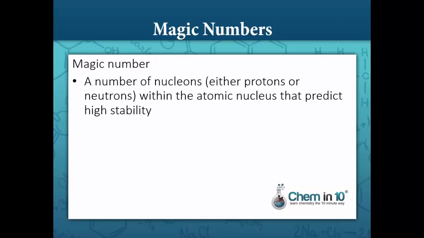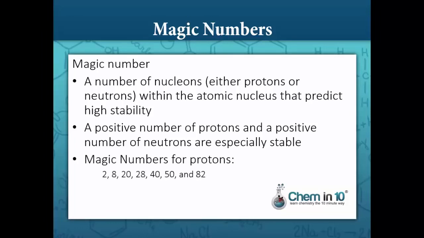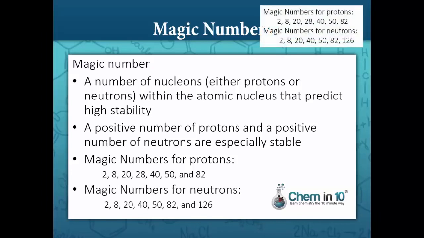When considering magic numbers, the greatest influence on stability is having a positive number of both protons and neutrons. In fact, most nuclei containing both a positive number of protons and a positive number of neutrons are stable. In addition, there are certain magic numbers that are especially stable. These numbers are, for protons, 2, 8, 20, 28, 40, 50, and 82, and for neutrons, 2, 8, 20, 40, 50, 82, and 126.